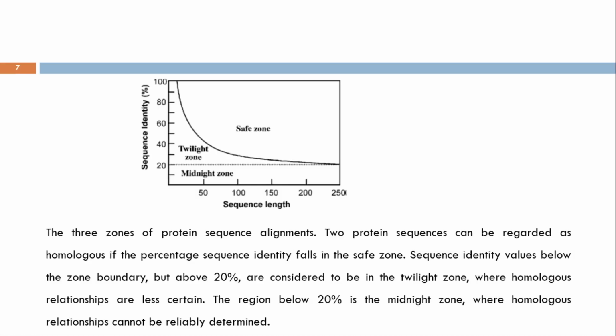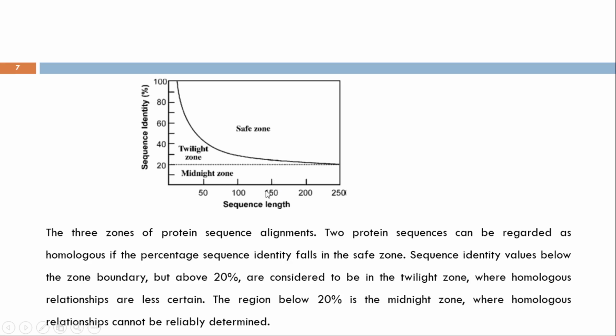See this particular graph, this particular diagram. Here on the x-axis I have put the sequence length, and on the y-axis the sequence identity. Just try to understand: if your two protein sequences have 150 amino acid length and both are sharing 40% identity, how much percent? 40%. Both the protein sequences have 150 amino acids, and once you align them, you come to know that both are sharing 40% identity.